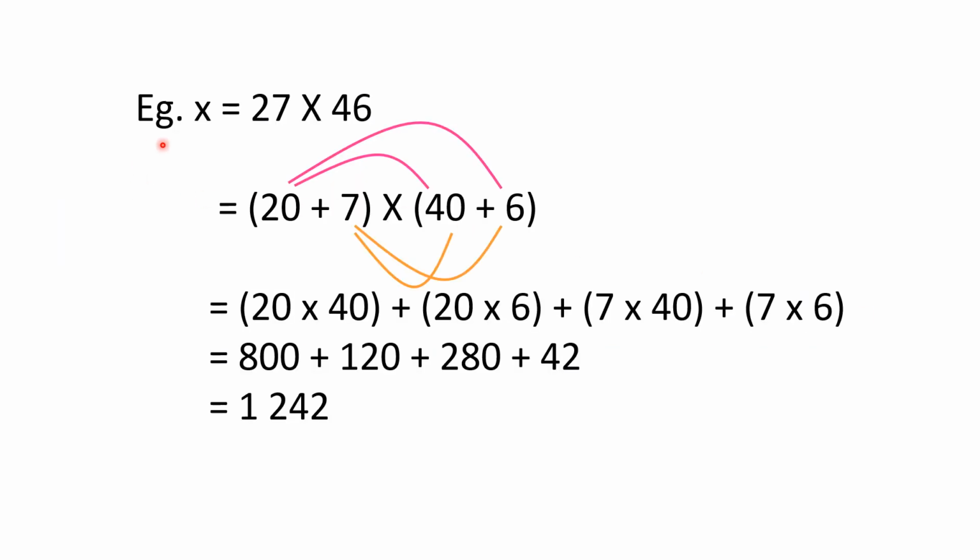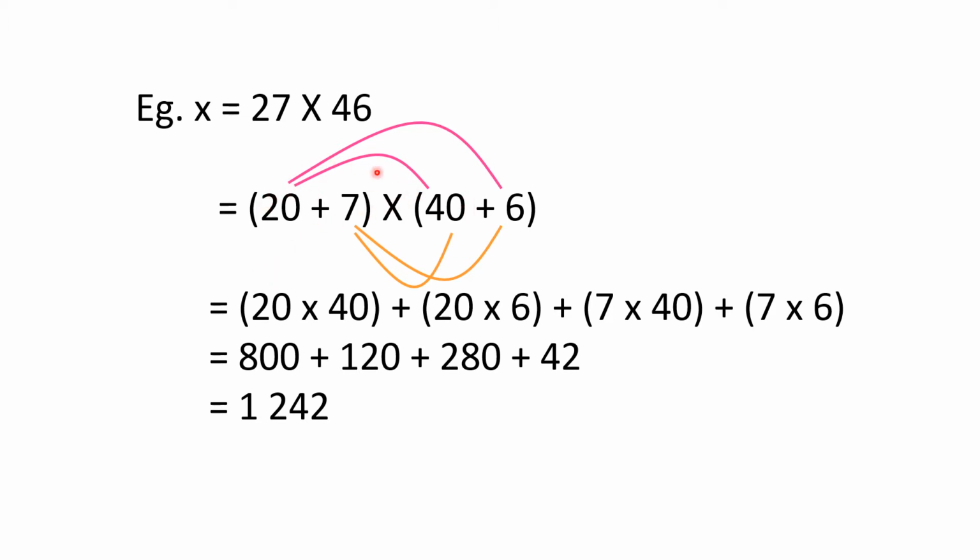As always, we start off with our plan. So our plan in this case is x equals 27 times 46. And in this method, we're breaking up both the numbers. So 27 and 46. 27 broken up is 20 plus 7, times 46 broken up, 40 plus 6. And then we make sure that each number is multiplied with each other.